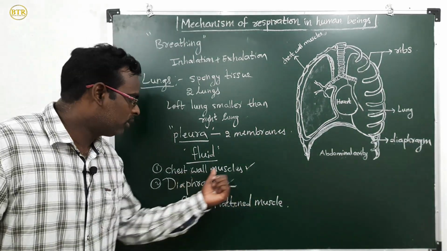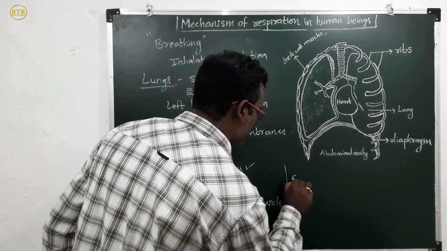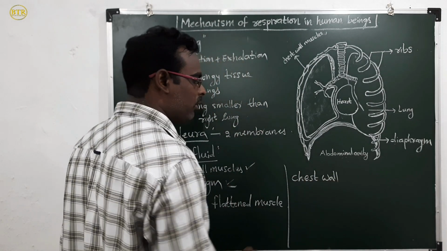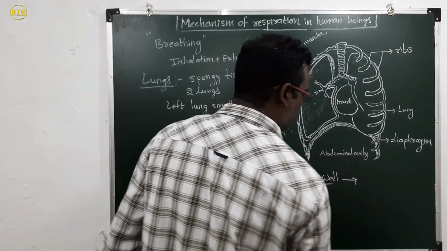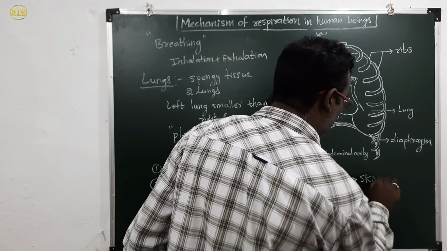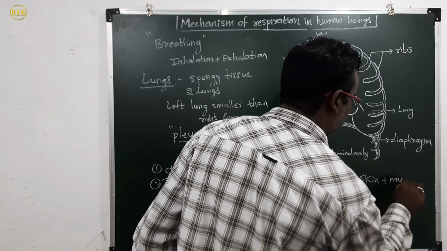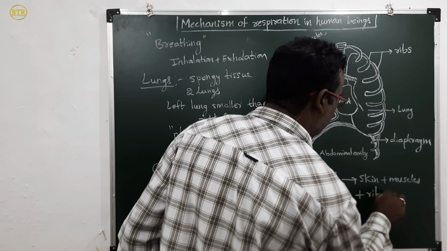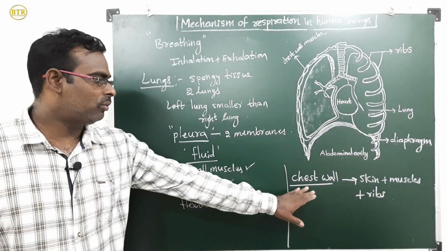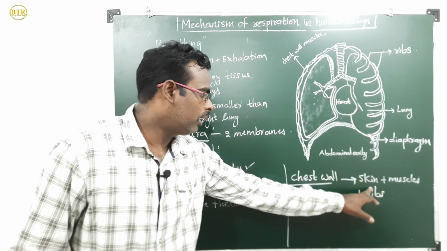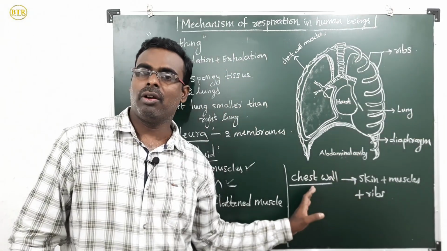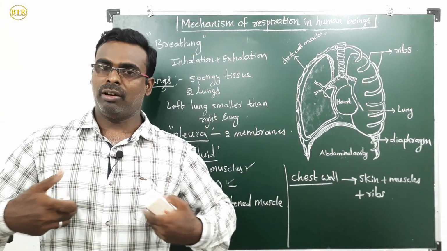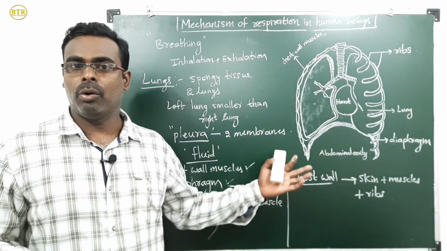The chest wall muscles are present in the chest part. Not only that, the chest wall is made up of skin, plus muscles, and bones. They are called ribs. The chest wall contains the skin, muscles and ribs. What are the ribs? The bones which are present in the chest part are called ribs.